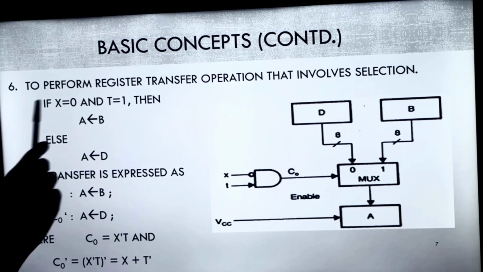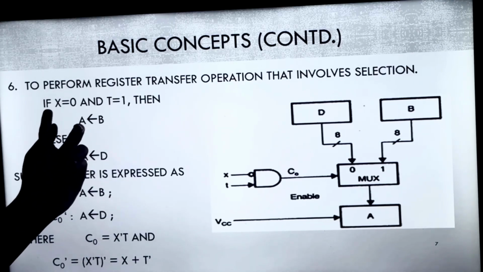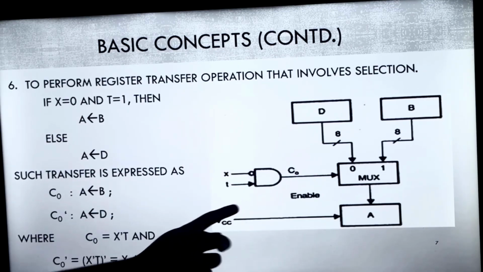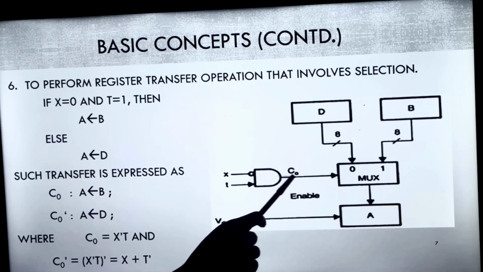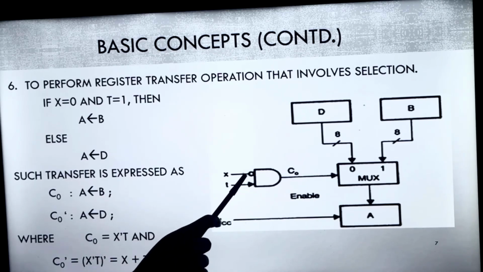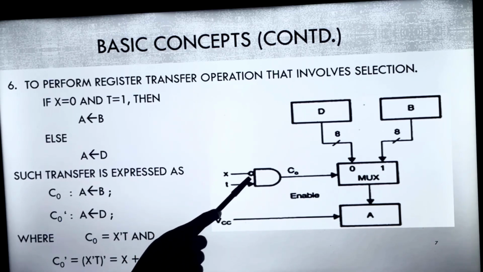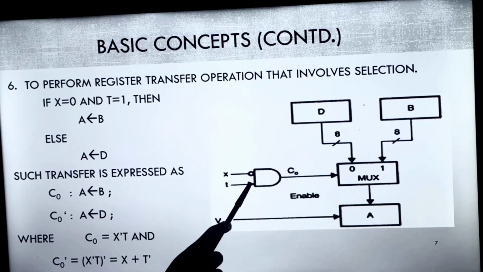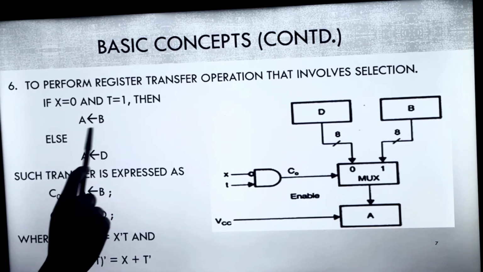Now we'll see how to set this selection line. This selection line will be set as per this condition. What do we have here? If x equals 0 and t equals 1, that means I have to use one AND gate. Again, I have x equals 0. If I put 0 directly here, then I will never get 1 as output. So I will use one NOT gate, so that whenever I send x equals 0, it becomes 1. And t equals 1 directly, so 1 and 1 become 1. If so, then I will transfer B to A.